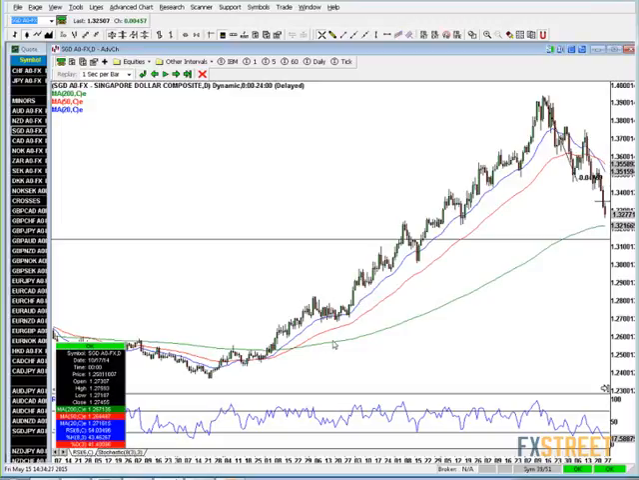Okay, so that's how I'd use moving averages. I would use them to confirm a trend. And I would use the 20, the 50, and the 200 exponential moving average here. So that's essentially how I do it.